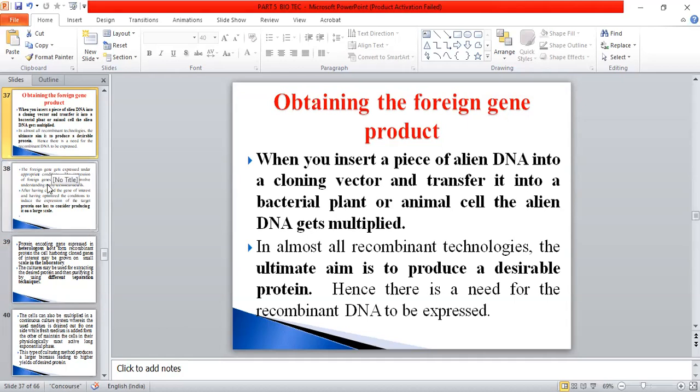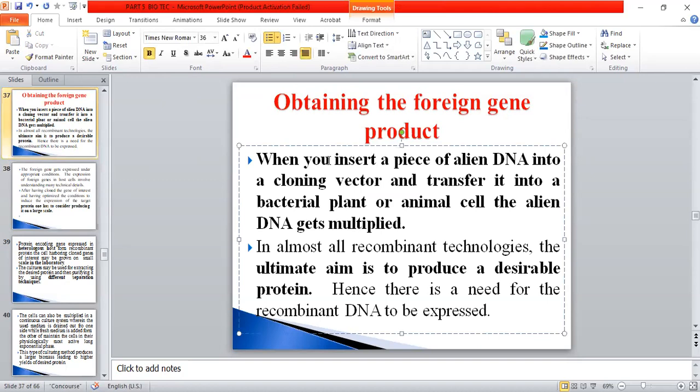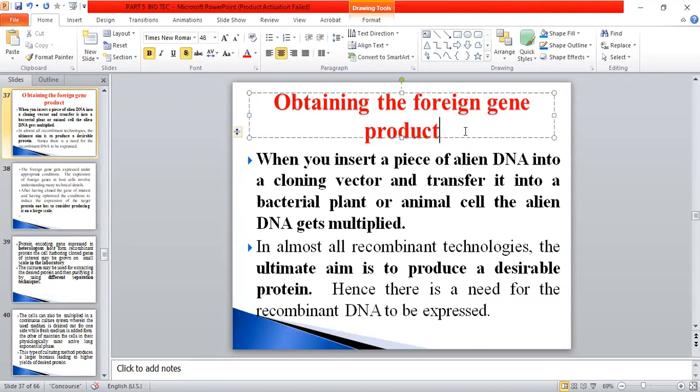In large scale. Suppose, taking an example, any one of the microorganisms we need in large amounts in the laboratory, that also we are going to discuss with the help of bioreactors. What is meant by bioreactors? How will it be used? How many parts are there? That we are all going to discuss in future slides. So now we are going to discuss obtaining the foreign gene product.